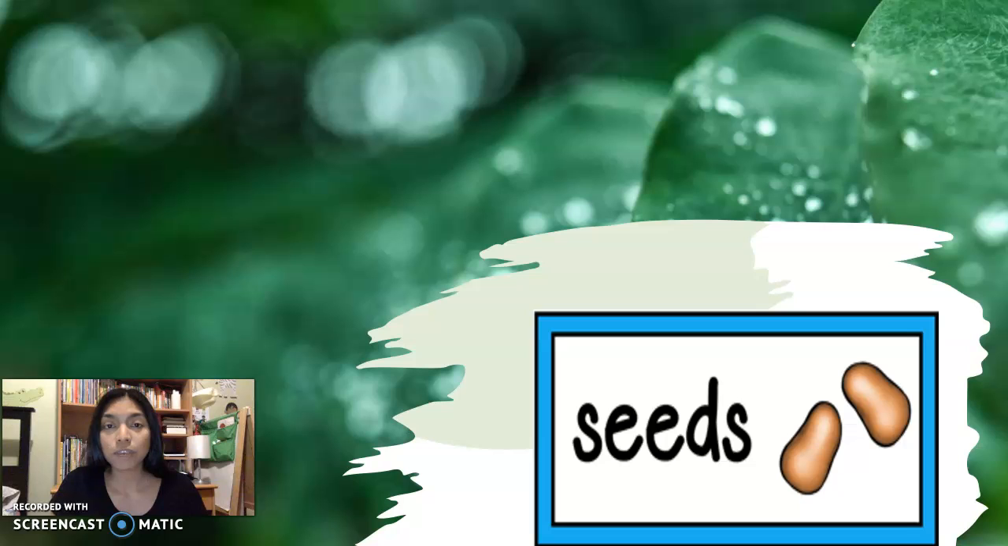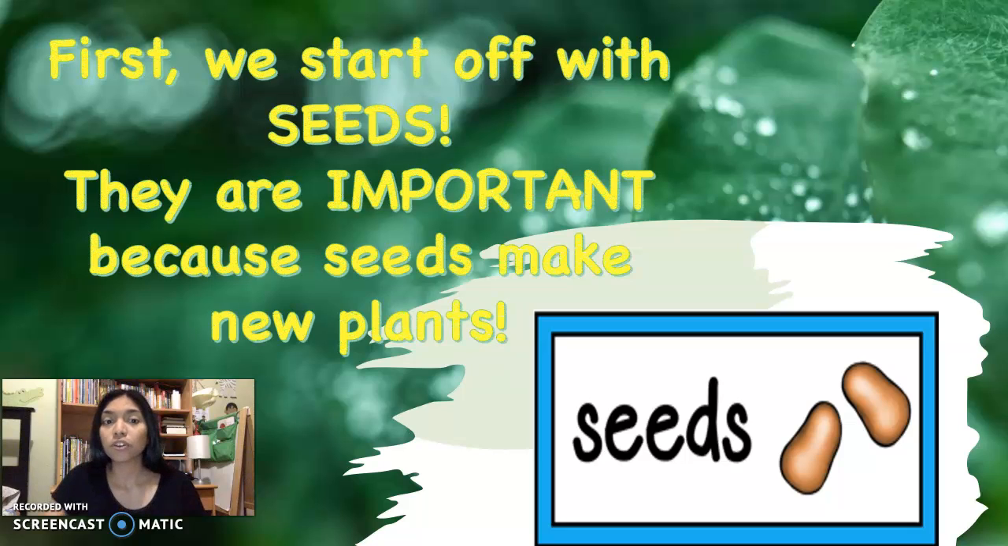First of all, we have to start off with seeds, because seeds are very, very important. They are very important because seeds are the ones who are making the new plants. Now we had gone over what seeds were before and the things that seeds need in order to grow into plants. Okay, so then after that, when they're plants, what do the plants need from there too?